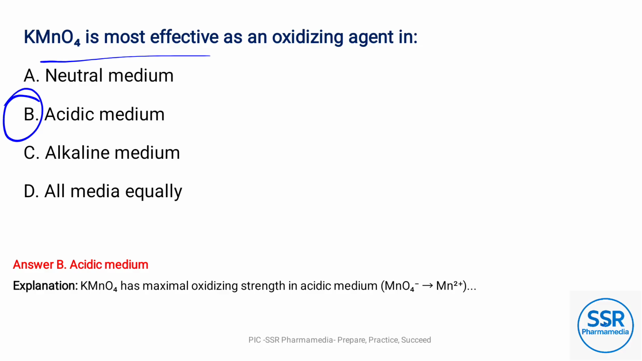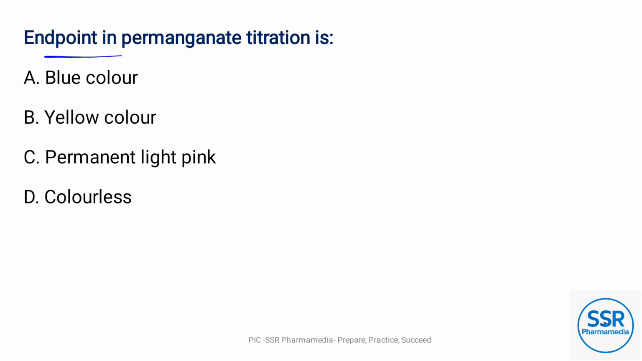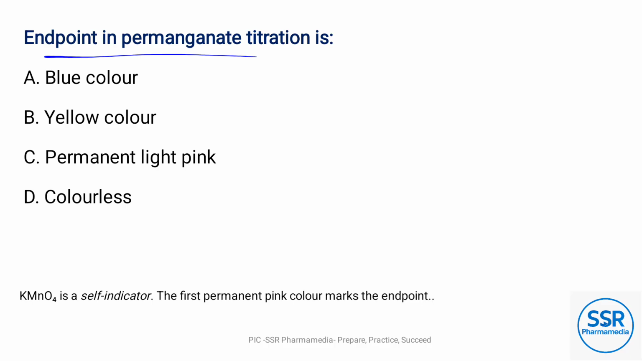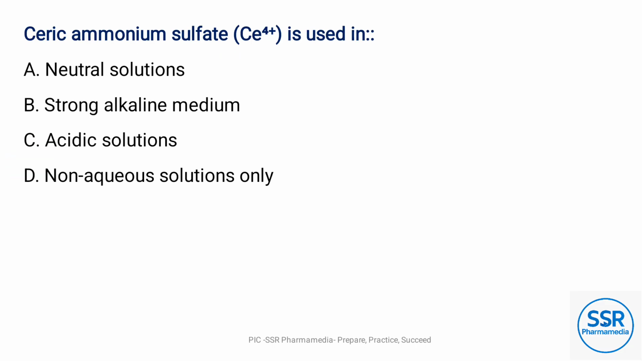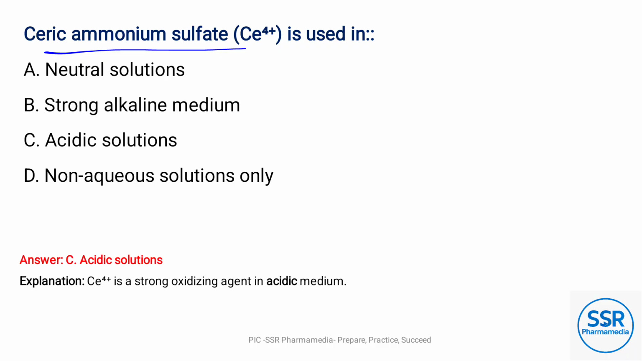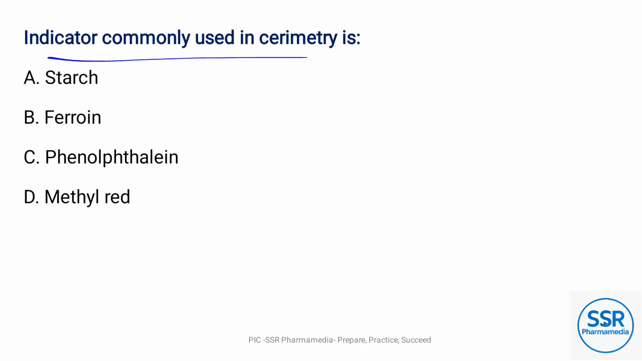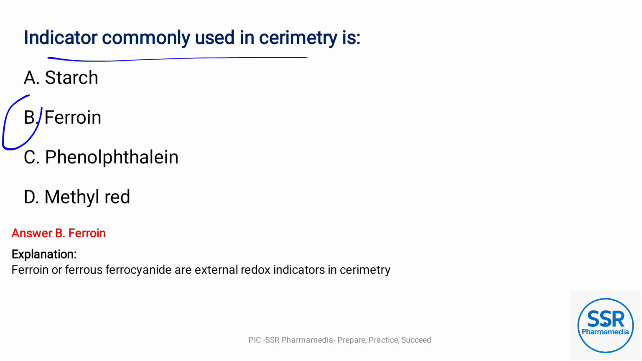In acidic medium, permanganate ion is reduced to manganese ion. The endpoint in permanganate titration is, option B, permanent light pink color. Ceric ammonium sulfate is used in, option C, acidic solution. The indicator commonly used in cerimetry is, option B, ferroin.